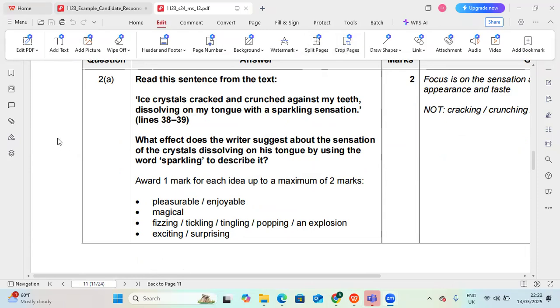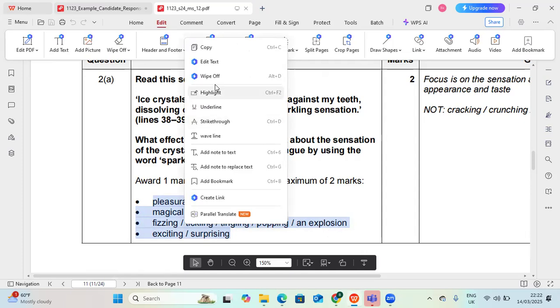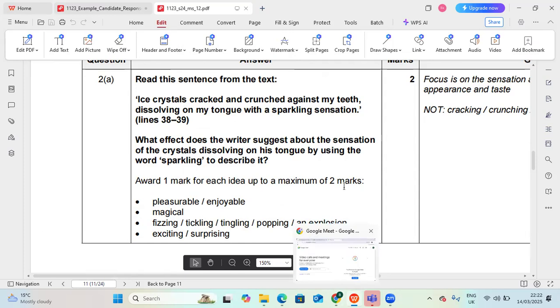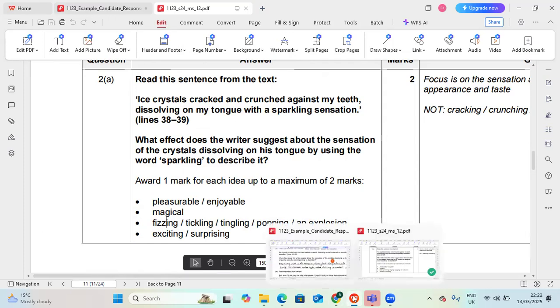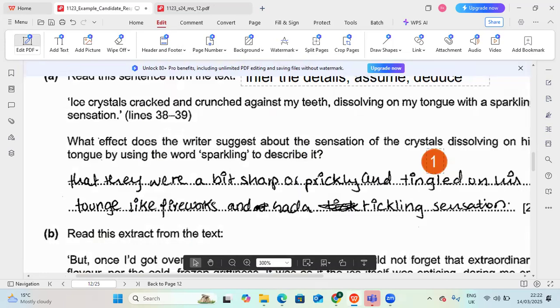So you can see these are the answers that are written over here very clearly. Any two responses will end up getting you 2 marks, right? So the first thing is a tickling or tingling effect, or explosion. And the second thing is he felt surprised. He enjoyed it, or it was an enjoyable experience for him. So writing two effects will give you 2 marks. Okay, now let's move towards the next question.